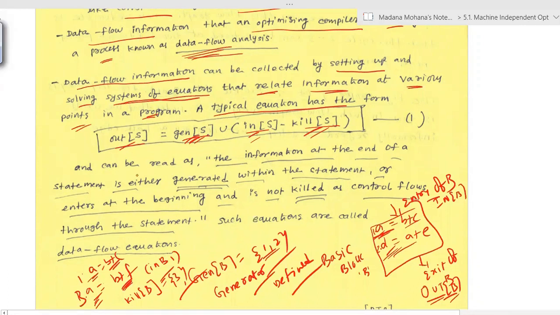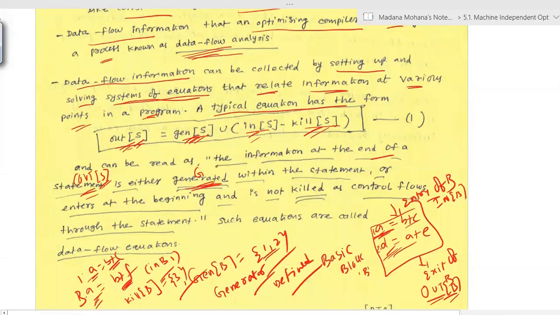Now, how do we read this equation? The information at the end of a statement is either generated. The end of the statement is nothing but out. So out of S, where S is globally called a statement, but later for every block we can use this formula. In sentence form, this can be read as: the information at the end of the statement, that is out of S, is either generated.